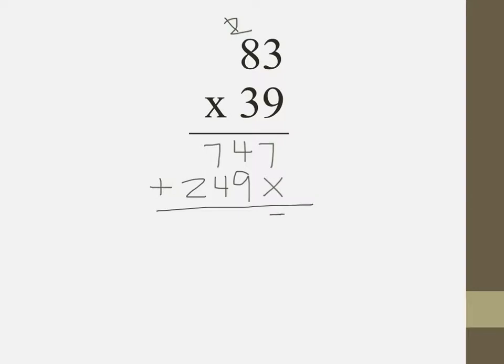Now we're going to add these. Bring down the 7. 9 plus 4 is 13. Carry the 1. 7 plus 1 is 8. Plus 4 is 12. Carry the 1. 3. So 3,237.